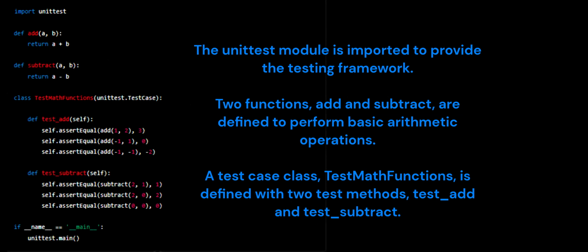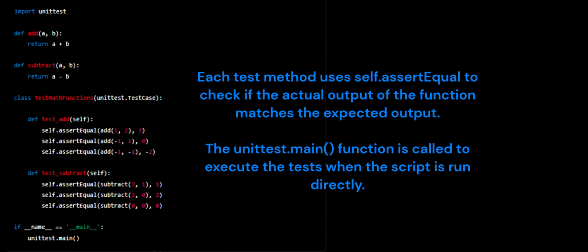The unittest module is imported to provide the testing framework. Two functions, add and subtract, are defined to perform basic arithmetic operations. A test case class, TestMathFunctions, is defined with two test methods, test_add and test_subtract. Each test method uses self.assertEqual to check if the actual output of the function matches the expected output. The unittest.main function is called to execute the tests when the script is run directly.